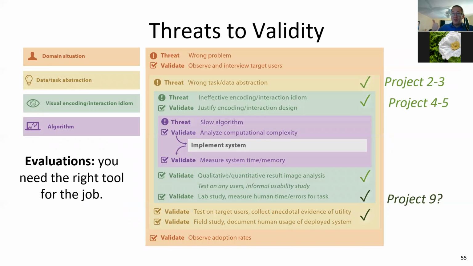For project 1, we figured out the task. For project 2, we figured out the user, figured out the task, we figured out what kind of interaction visual idiom we have. That's project 4 and 5, our designs. We did a whole bunch of sprints to develop this thing. We're not testing that part.